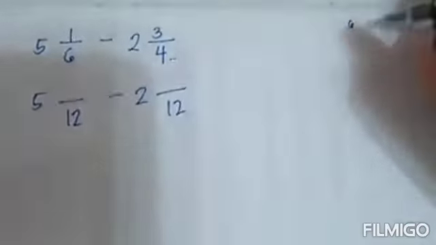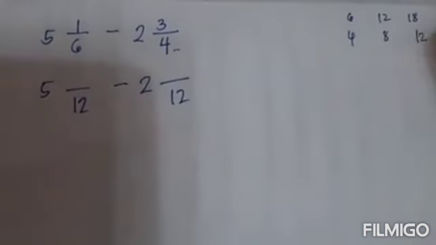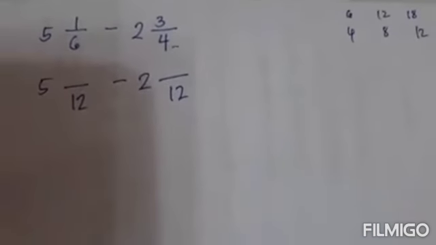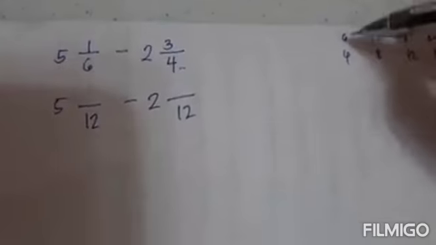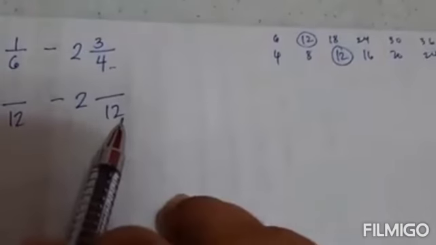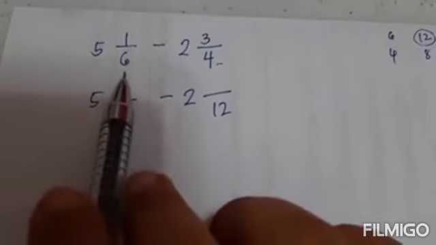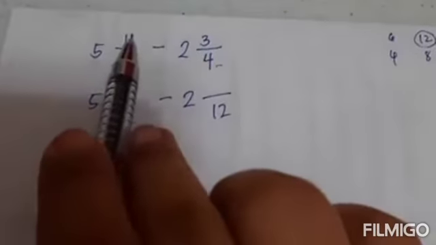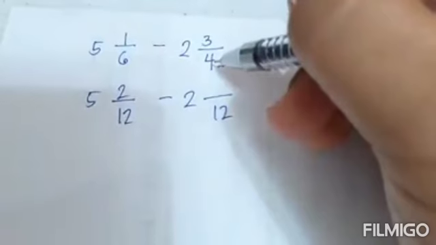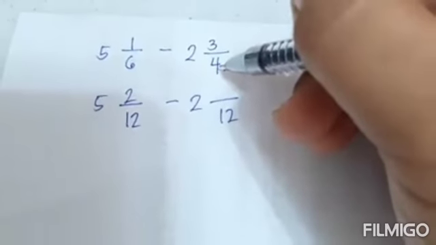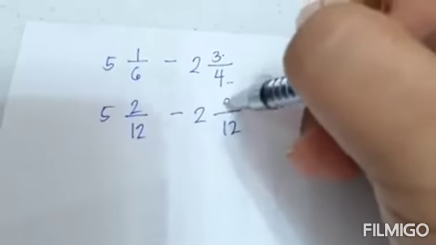6, 12, 18, 24, 30, 36. Then skip count by 4: 4, 8, 12, 16, 20, 24. So there are a lot of common multiples of 6 and 4, but we are looking for the least. So the answer is 12. Therefore, 12 is our least common denominator. For us to find the numerator, divide 12 by 6. The answer is 2, times 1, so 2. 12 divided by 4, the answer is 3, times 3 equals 9.